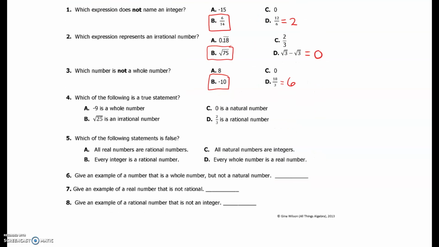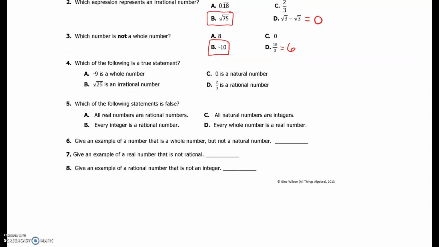Number 4, which of the following is a true statement? -9 is a whole number. Well, we just said negative numbers are not whole numbers, so A would be false. The square root of 25 is an irrational number. Well, the square root of 25 is actually 5. So 5 would be a whole number, not irrational. B is out.